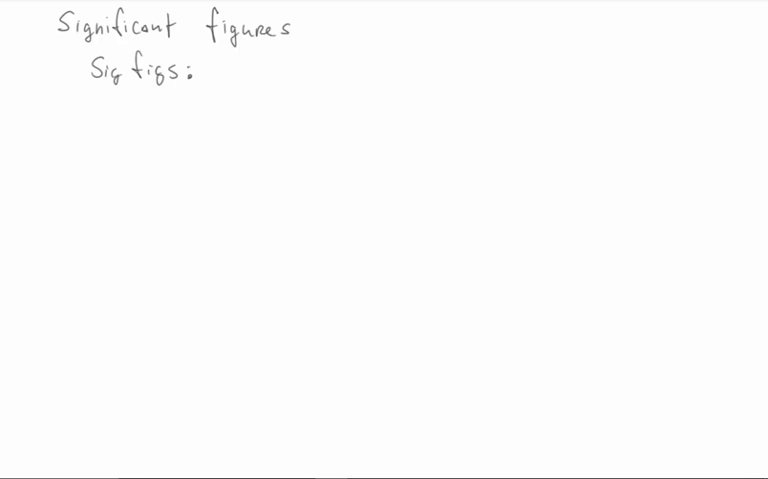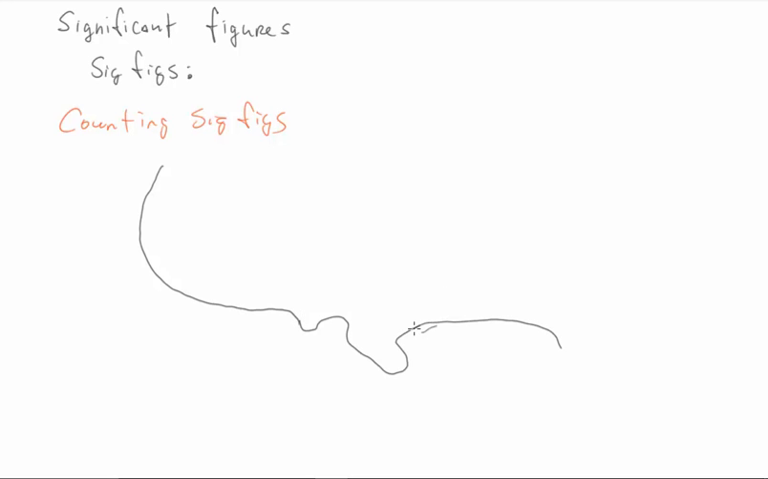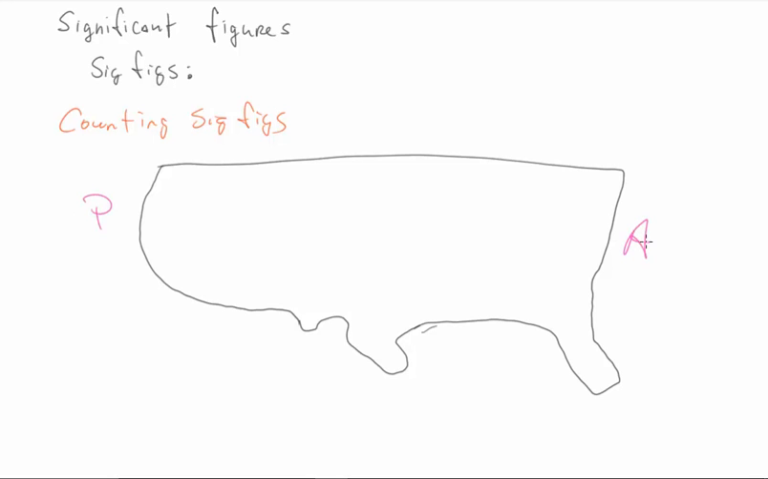We're going to look at a couple of different things today with significant figures. The first thing that we'll look at is counting sig figs. What I'm going to do is draw a really bad United States. I'm not an artist by any stretch of the imagination. I'm cutting off Canada and probably a few states. We've got the Pacific Ocean on the left side, and the Atlantic Ocean on the right side.